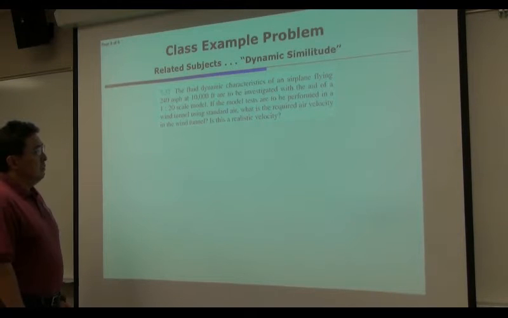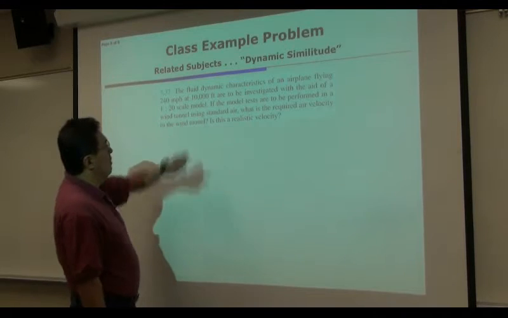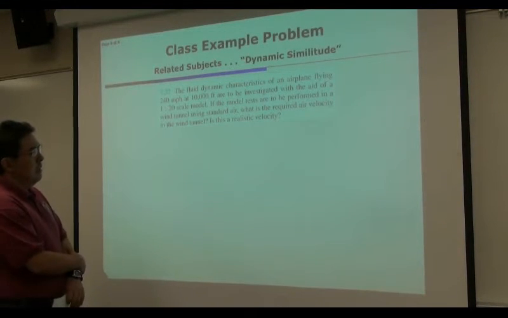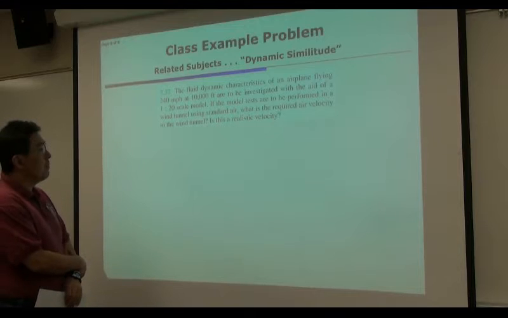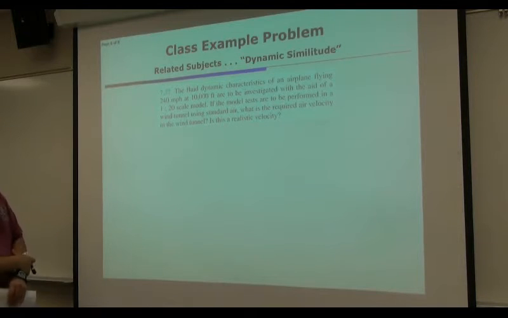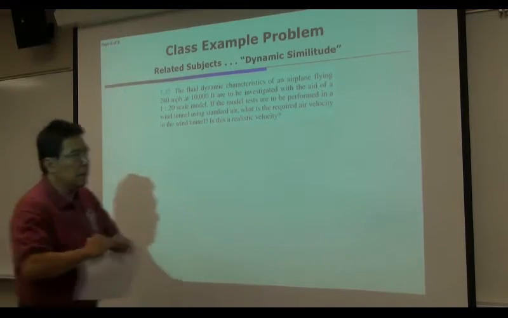These are to be investigated with the aid of a 1/20 scale test model. If the model tests are to be performed in a wind tunnel using standard air, which is sea level standard property, what is the required air velocity in the wind tunnel testing? Is this a realistic velocity?